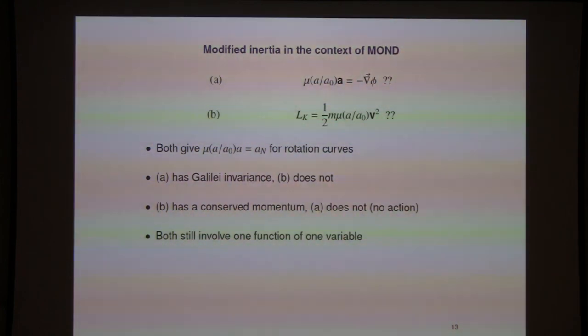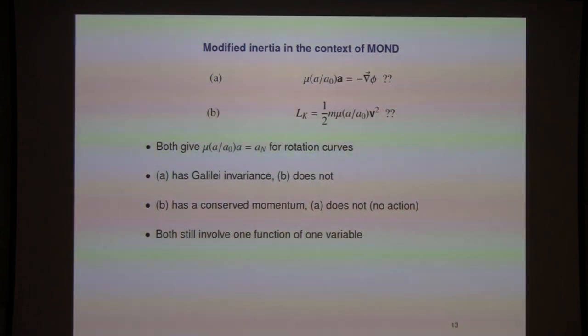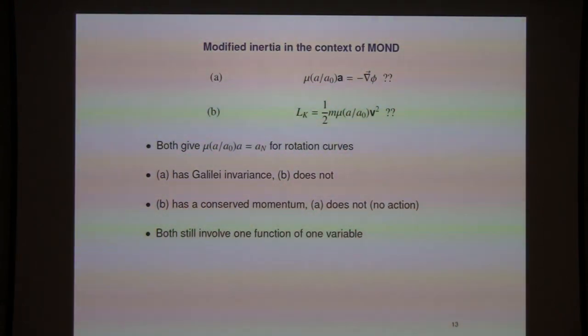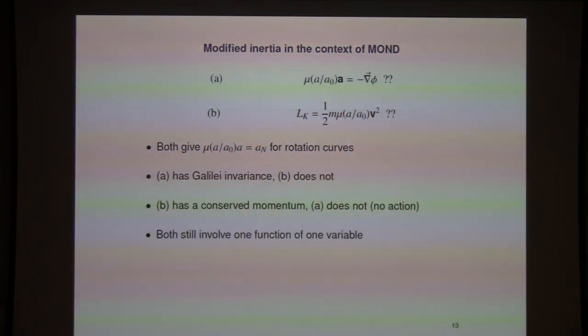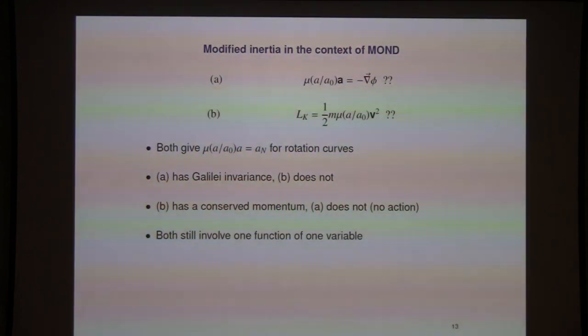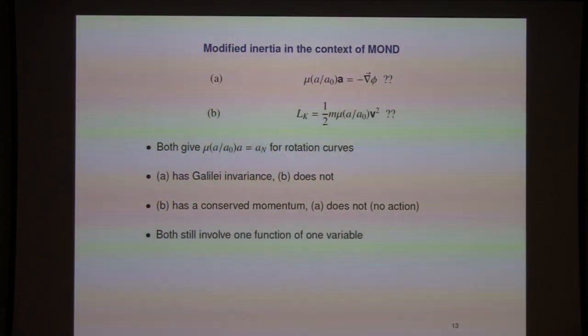And in the end, AQUAL did that because it was based on a Lagrangian. And as you know, action plus symmetries lead to conservation laws. So writing some theory in terms of a Lagrangian and making sure that the symmetries are there, rotational symmetry, translational symmetry, and so on, ensures momentum conservation, angular momentum conservation, and energy conservation from time translation invariance. Well, you can write a theory with a Lagrangian like this.